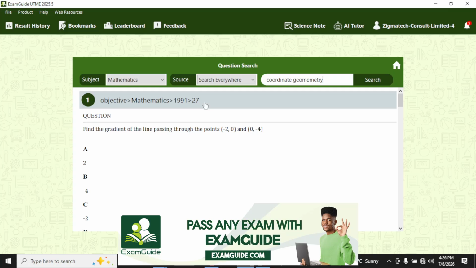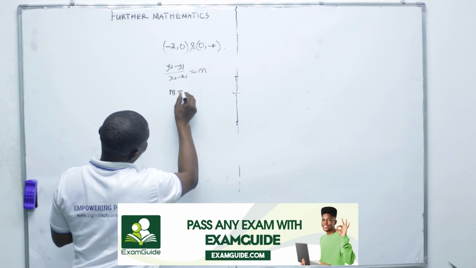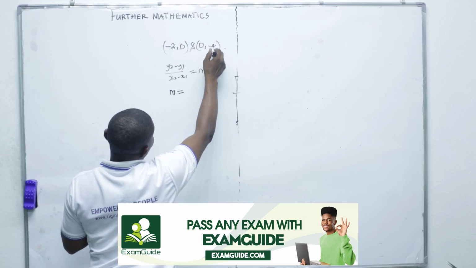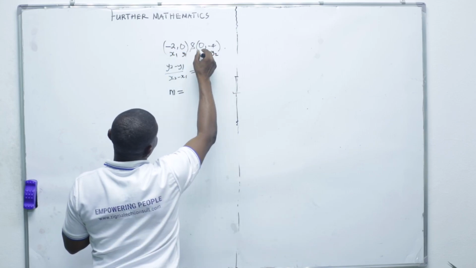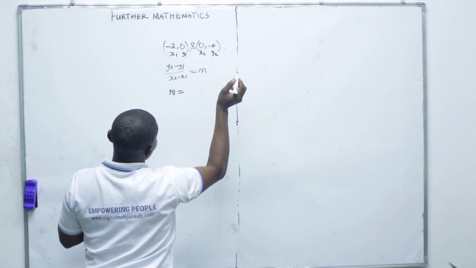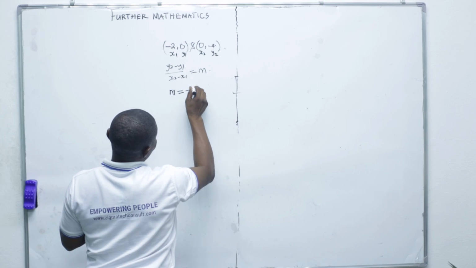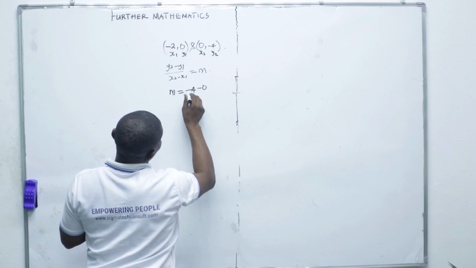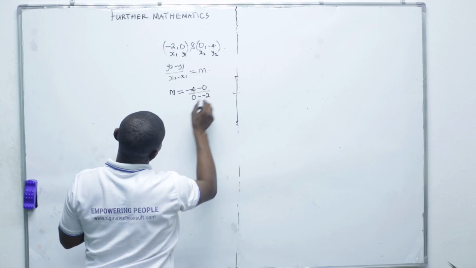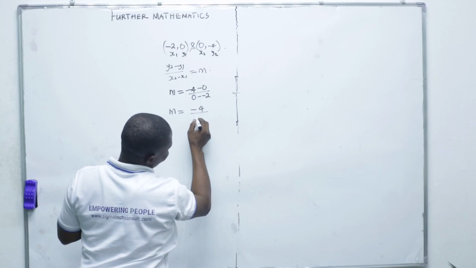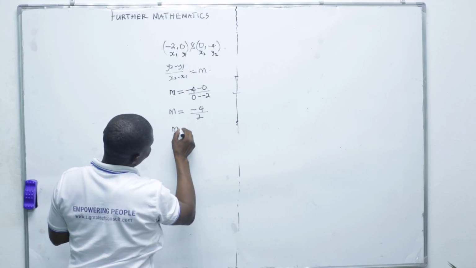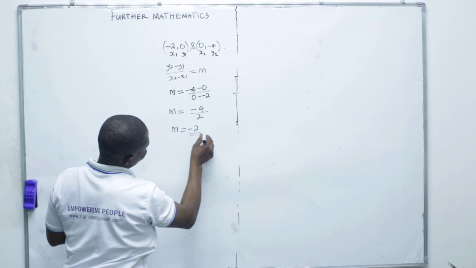So now, the gradient or slope m equals, where is y2? y2 minus y1. This is x1. This is x2, okay? Don't mix them together. So -4 minus 0 all over 0 minus -2, m equals -4 all over 2. So gradient equals -2.